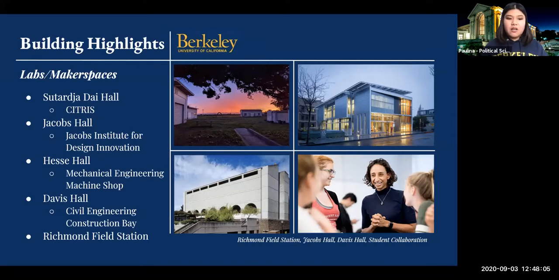And Hesse Hall, Mechanical Engineering Machine Shop. I think in previous slides, you could actually see some students doing some metalworking and some other kinds of technical building. And we have Davis Hall, which is for civil engineering, and it has a construction bay, which is super cool. You can also see on the slide in the top left-hand corner, we have the Richmond Field Station. That is just a really beautiful view. And then you can also see here Jacobs Hall and Davis Hall.